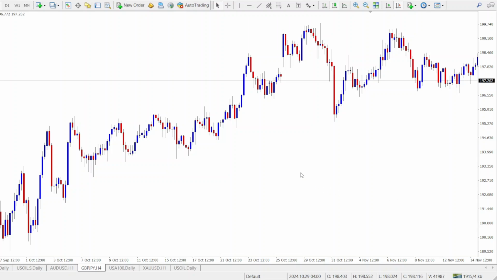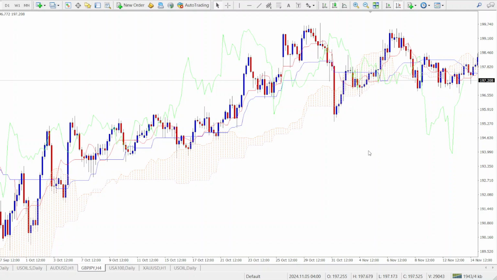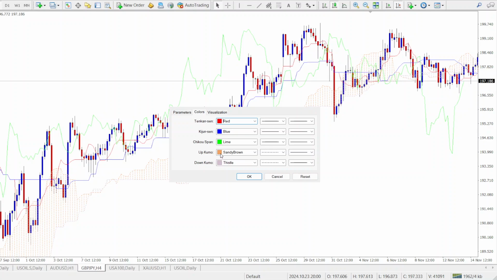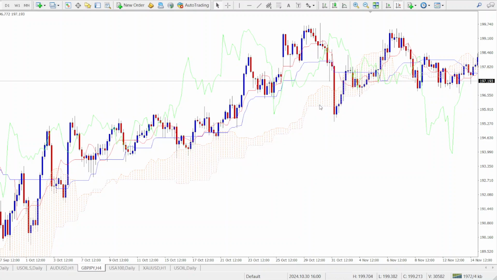So what exactly is the Ichimoku Cloud Indicator? At first glance, it might seem overwhelming with all the lines, clouds, and colors. I just want to add on the indicator right away. It is actually the Ichimoku Kinko Hyo indicator, because this indicator is quite an interesting indicator. It has a couple of components. We can see that this is the Ichimoku cloud. The up Kumo and the down Kumo make up the Ichimoku cloud.